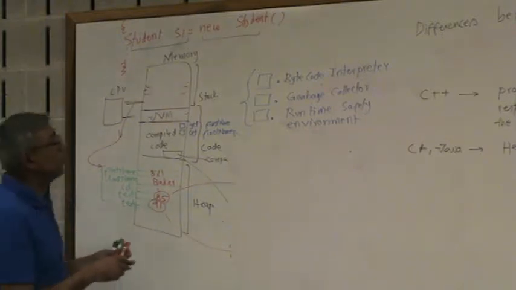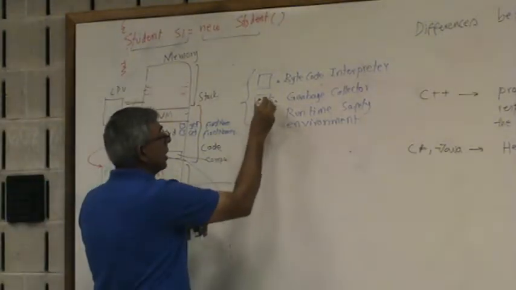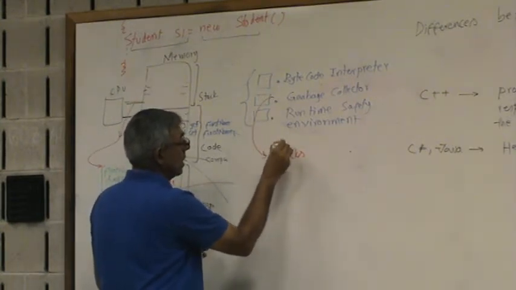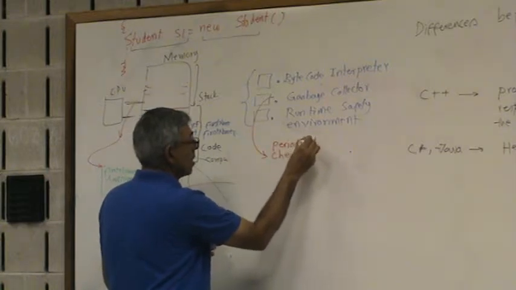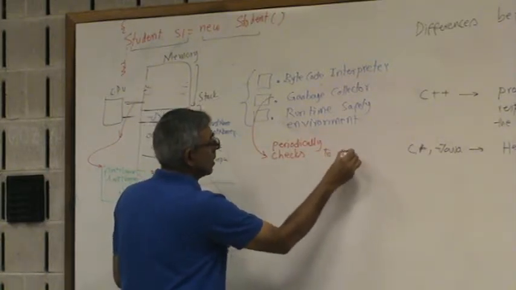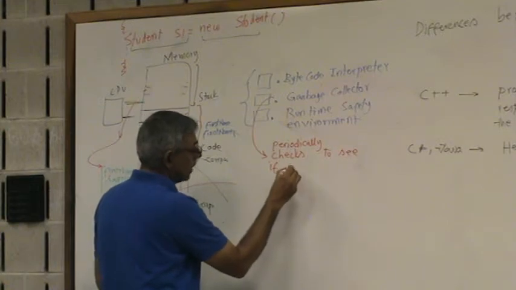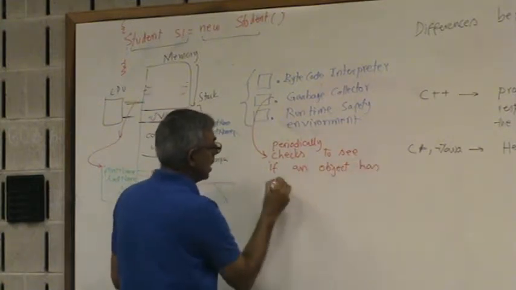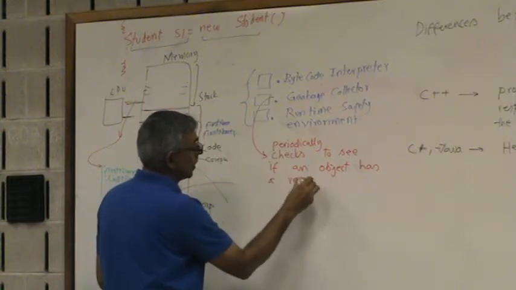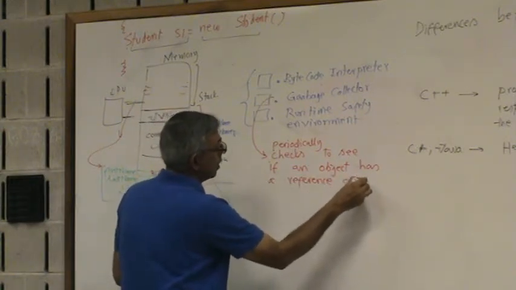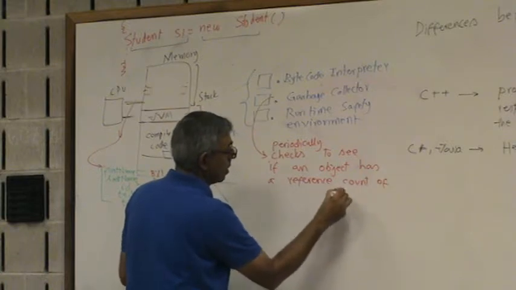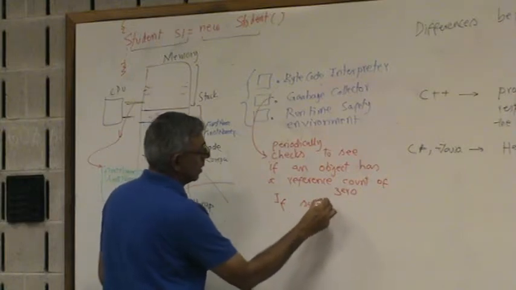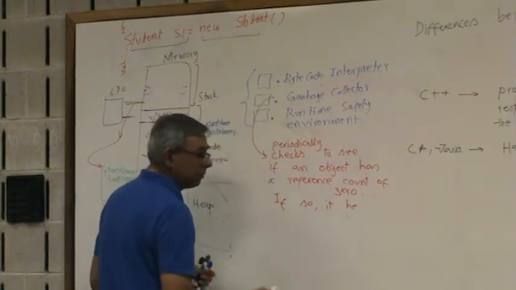Okay, so this garbage collector over here basically periodically checks to see if an object has a reference count of 0. Okay, if so, it removes it from the heap.